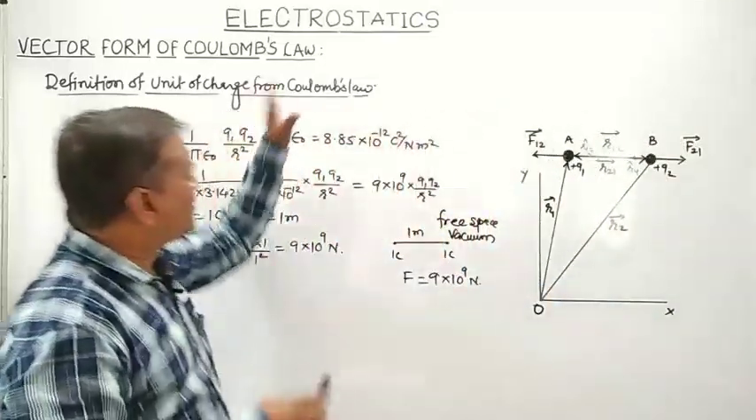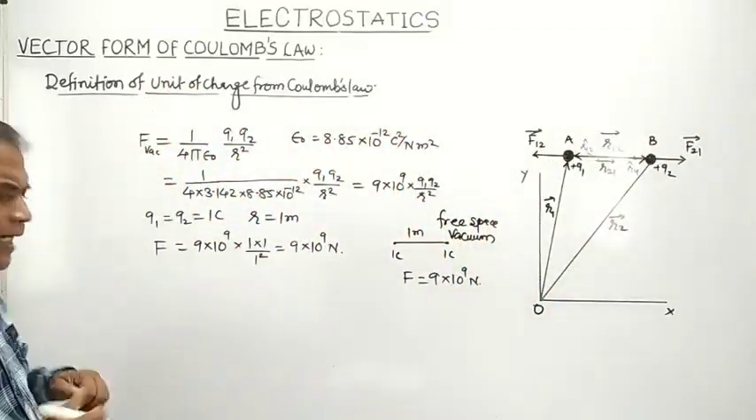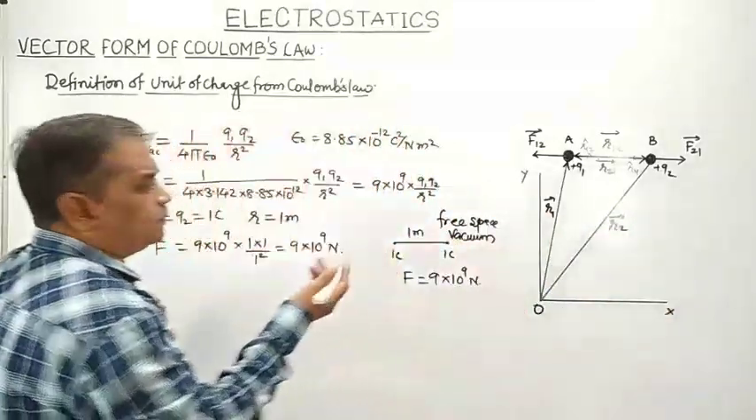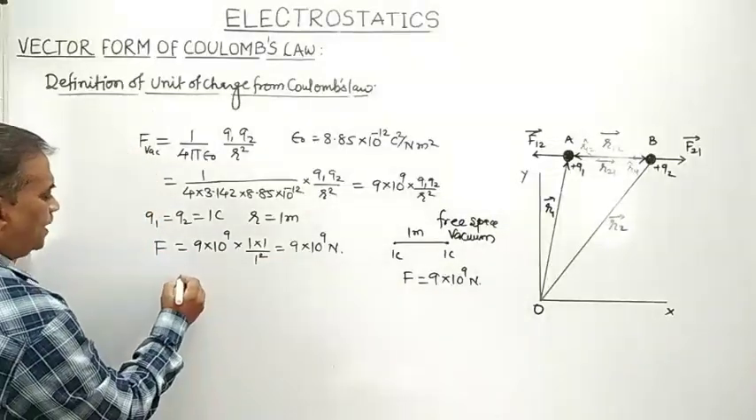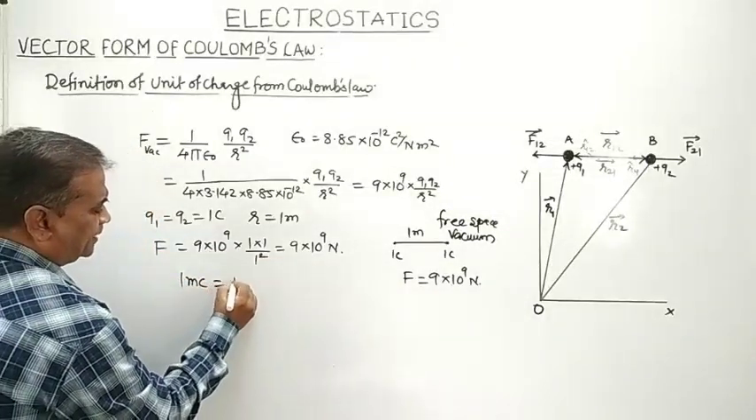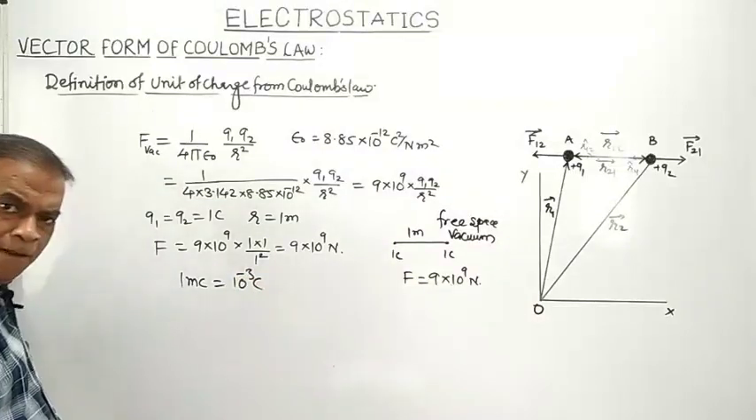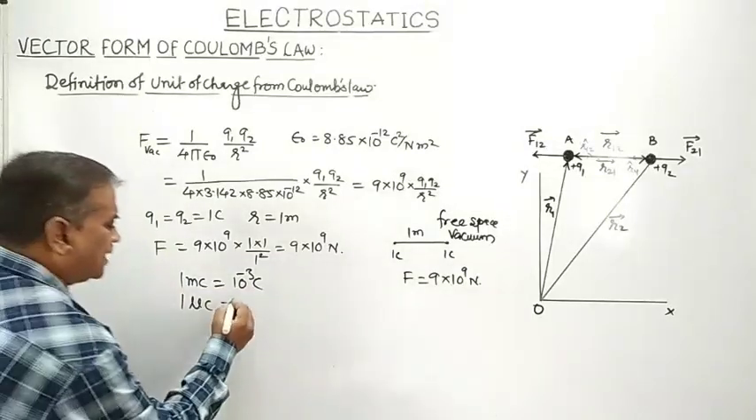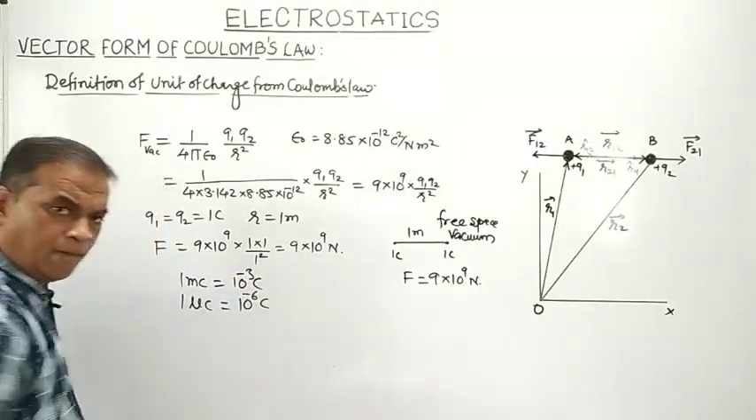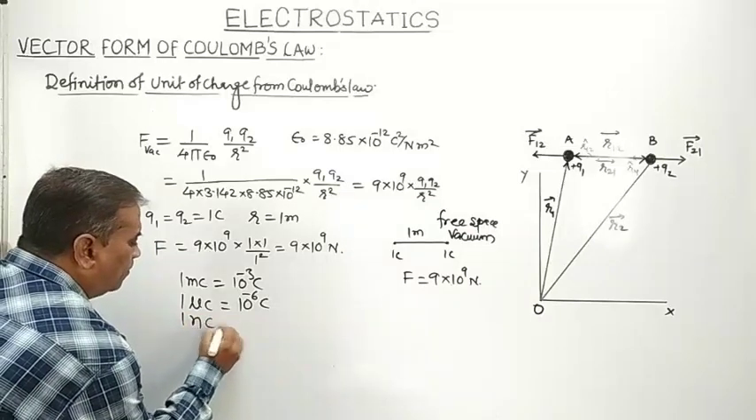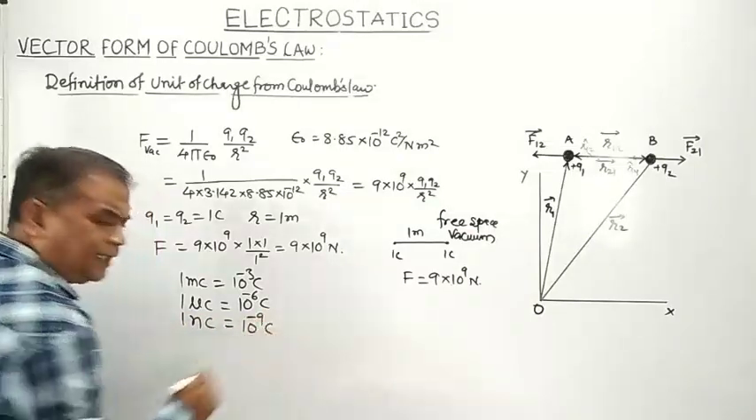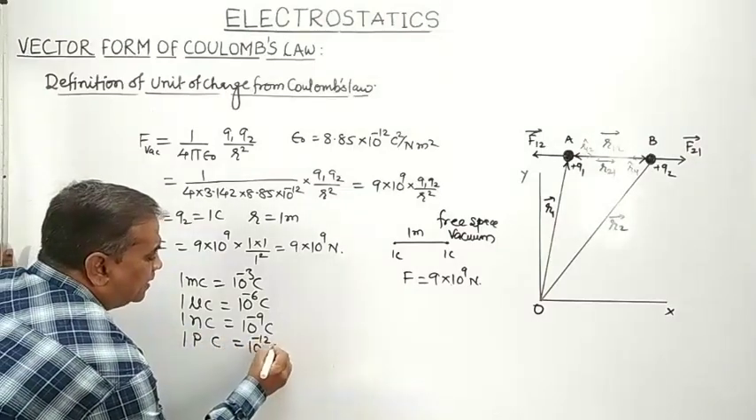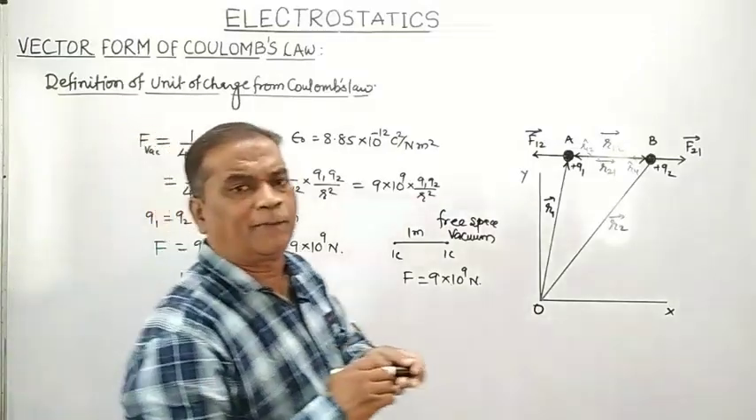Remember that coulomb is the SI unit of charge. You must know some other, smaller units of charge also. If I say 1 millicoulomb, it means it is 10 to the power minus 3 coulomb. 1 microcoulomb, micro means 10 to the power minus 6 coulomb. 1 nanocoulomb means it is 10 to the power minus 9 coulomb. 1 picocoulomb means it is 10 to the power minus 12 coulomb.